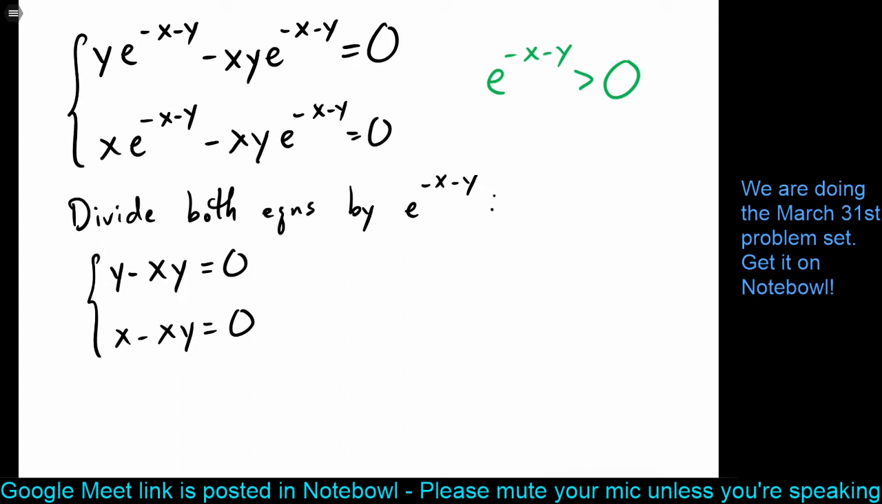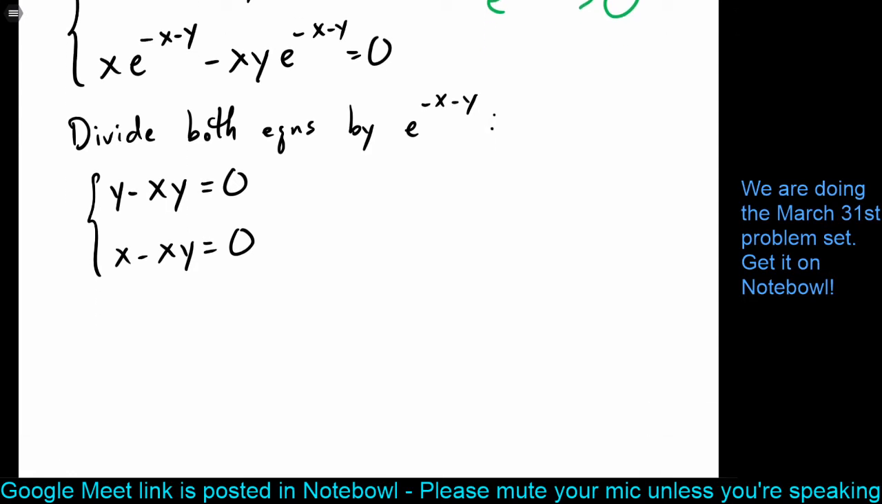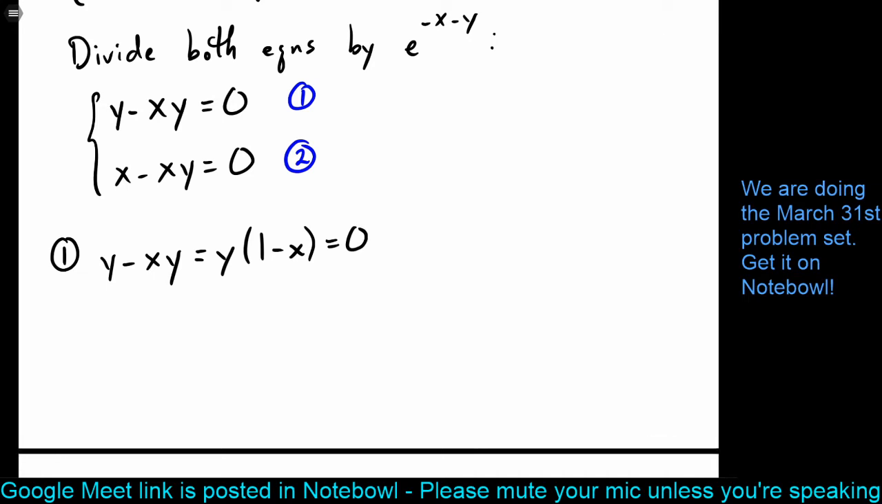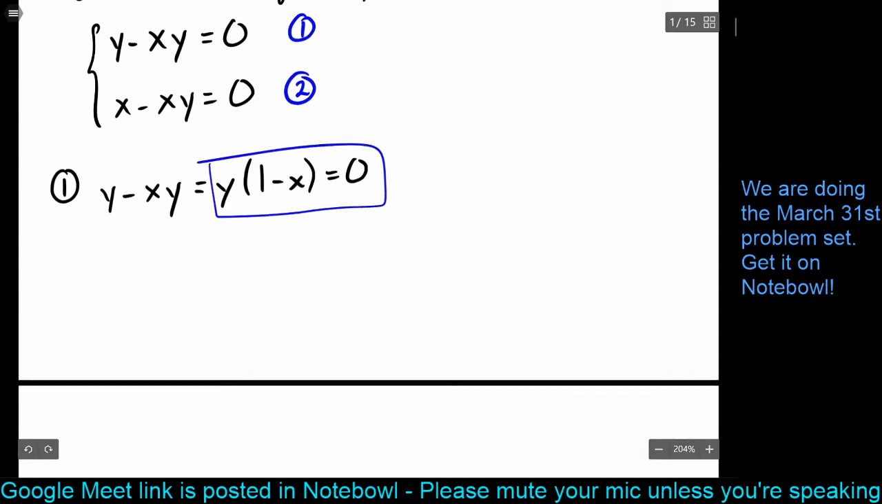Now, this is a nonlinear system, so we can't just use our nice linear algebra matrix stuff, unfortunately. But that's okay. What we're going to do is just tackle it one equation at a time. So if we look at these two, call this 1 and 2. Equation 1, let's start with this. Here, I can factor out a y, and then I get 1 minus x equals 0. Now let's think about what makes this equation true. When is this true? Well, this equation is equal to 0 if y is 0 or x equals 1.